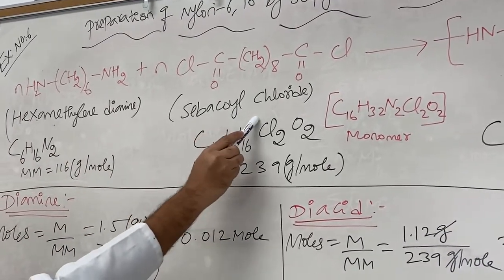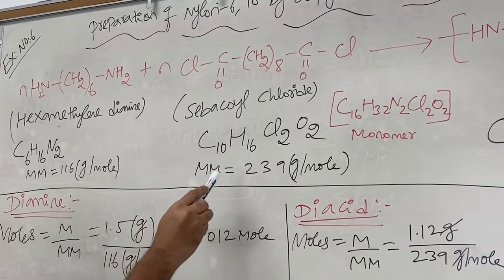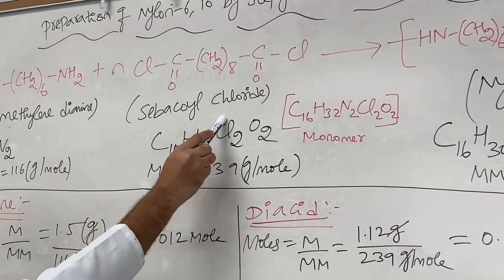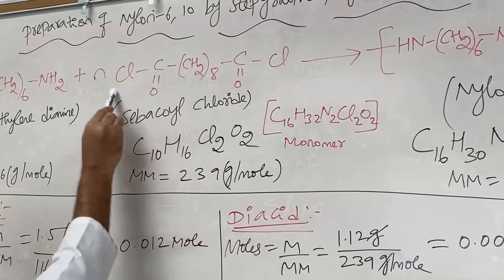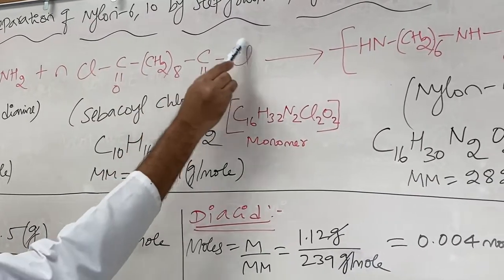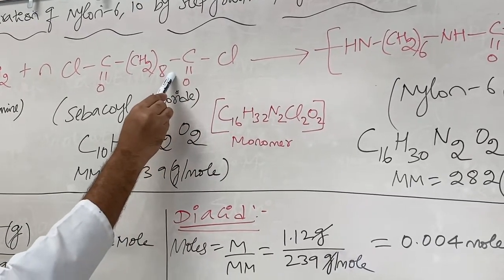So this sebacoyl chloride is an acid. It is also called a diacid. Why are we saying diacid? Because it contains two acid groups. This one is one acid group, and here is another acid group.